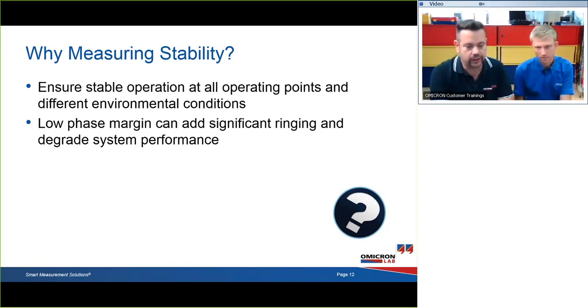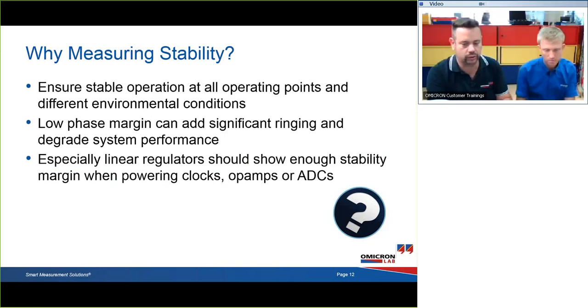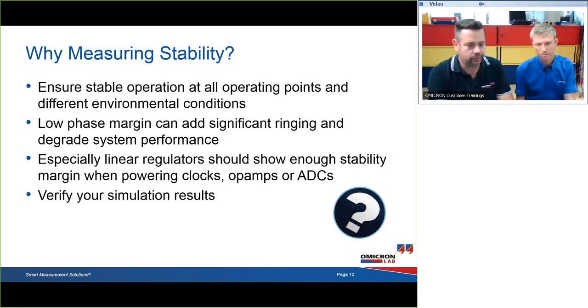And finally, especially for linear regulators, we need to have enough stability margin to ensure that the noise created by instabilities is not adding into clocks or op-amps or ADCs. And finally, why measure stability? Because a lot of people do simulation nowadays, and sometimes you also should verify your simulation results.